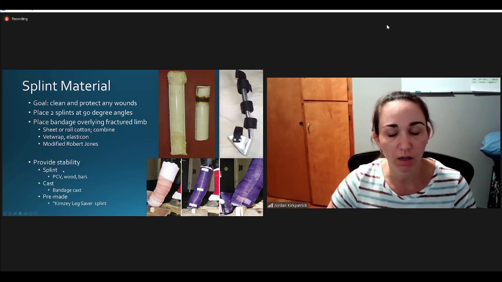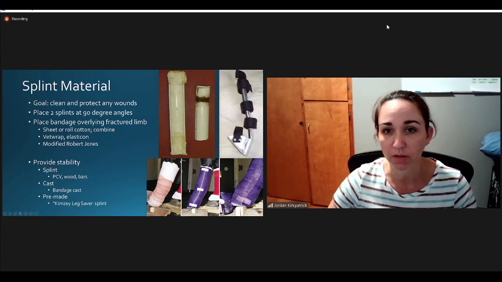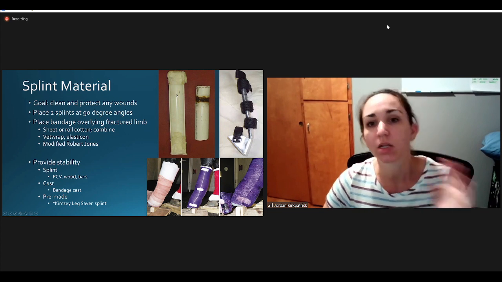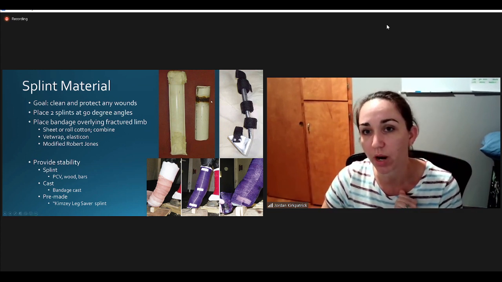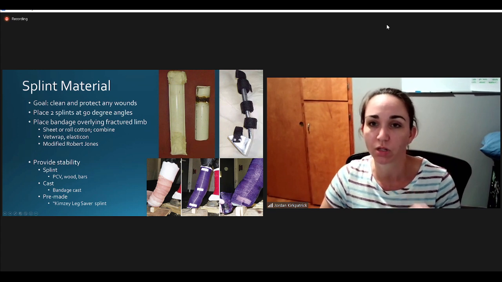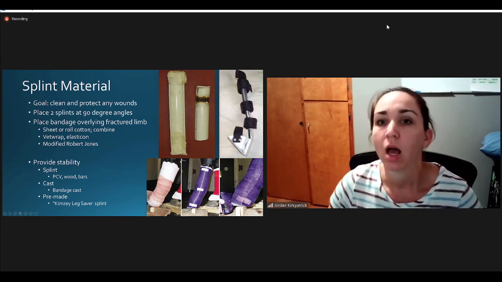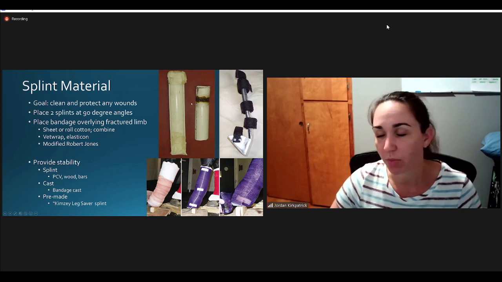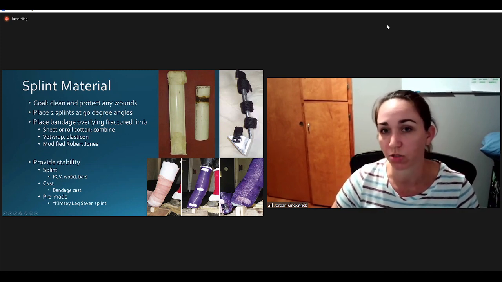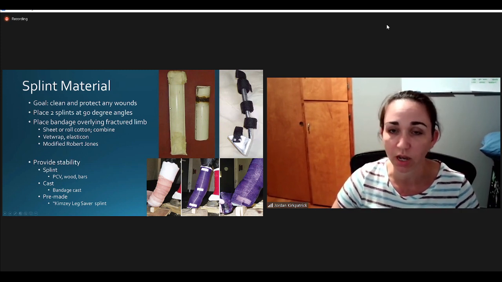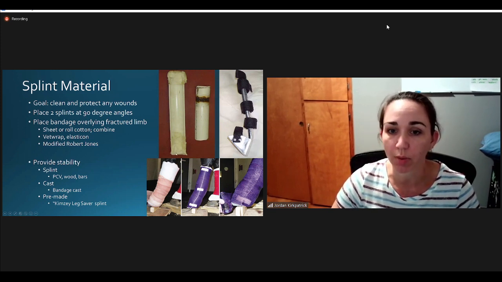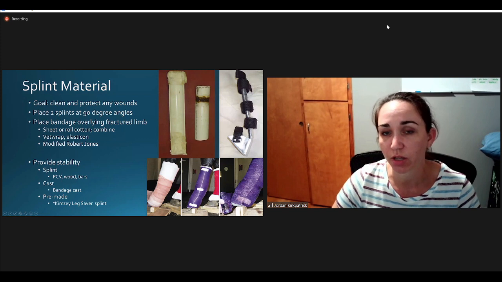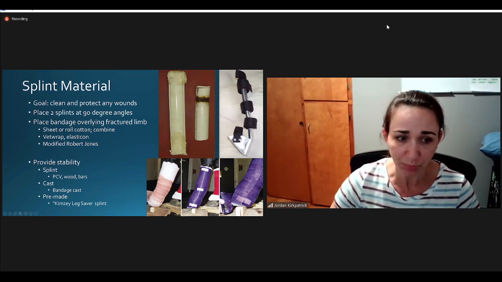Splint materials. So this is PVC piping here. You can see this one where it has that brown, this was actually a heat gun was used on it to mold it to the limb. And that is a very common thing. You can get that at least here at a hardware store and cut it to fit the patient's size. And it's what we use most commonly for splints. The top and bottom, there's padding on it so the edges don't rub the patient.